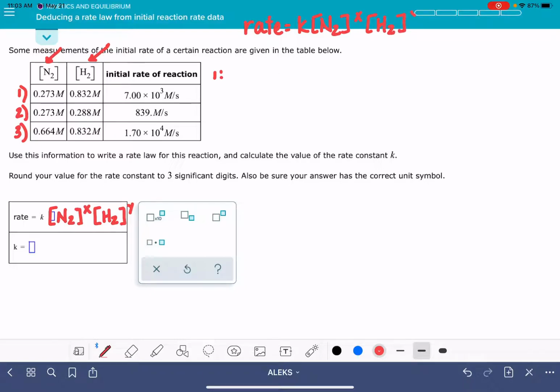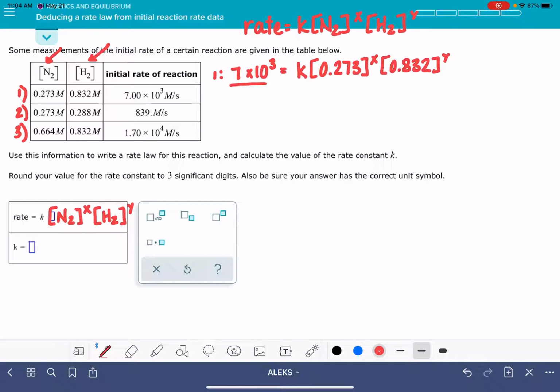For data set number 1, the rate is 7 times 10 to the third. I'm not going to worry about units yet, so I'm going to leave them off completely. And that is equal to the rate constant, which we don't know yet, times the concentration of N2 for data set number 1, 0.273, raised to the x, times the concentration of H2. For data set number 1, H2 is 0.832, and that's going to get raised to the y.